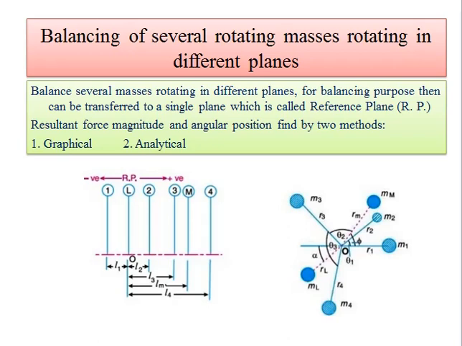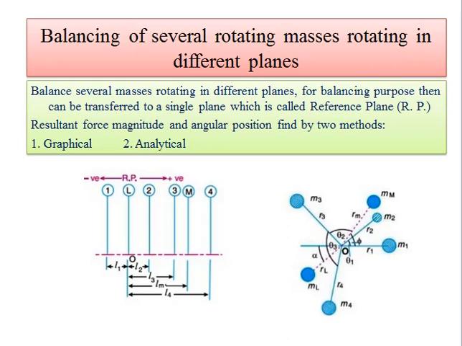So balancing in such cases is done again by finding the resultant force. But to find the resultant force we require the total effect of these unbalanced forces on one plane, that is, a single plane, which is called the reference plane. So we consider the effect of all these unbalanced masses on a reference plane. Then we find the resultant force magnitude and its angular position, again by two methods, the graphical method or the analytical method.